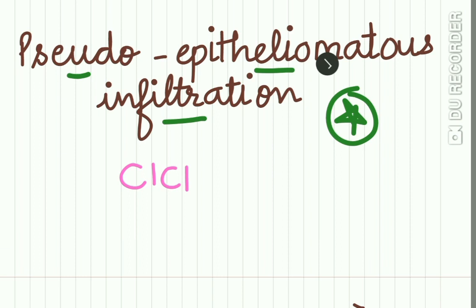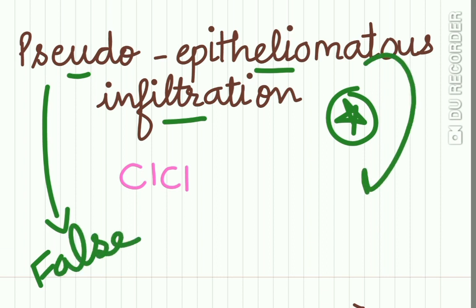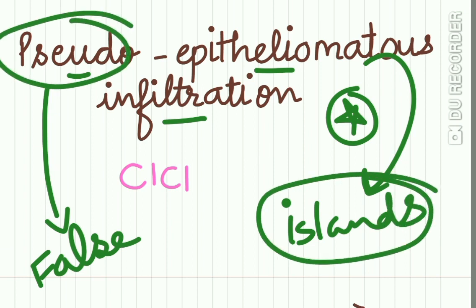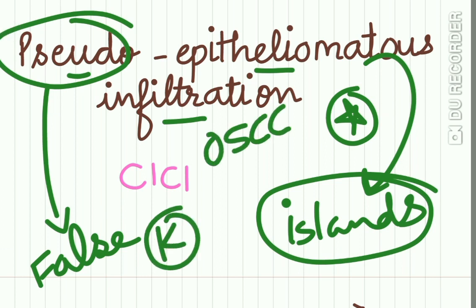What is this pseudoepitheliomatous infiltration? Pseudo is false, and epitheliomatous means islands of epithelium in the connective tissue. Now, the true form of epitheliomatous infiltration occurs in oral squamous cell carcinoma, but in keratoacanthoma there is this false epitheliomatous infiltration, or the pseudoepitheliomatous infiltration.